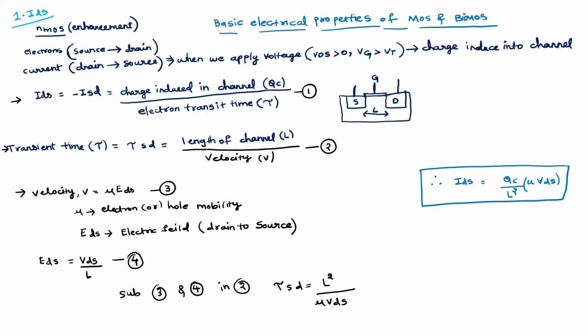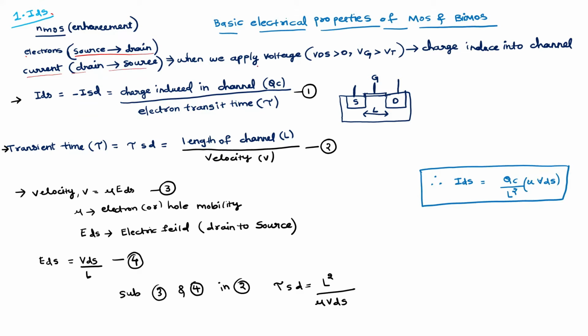MOS transistor. So first we will derive the equation for IDS. IDS stands for the current which is passing through the channel from drain to source, or we can say the electrons will flow from source to drain, or the current will flow from drain to source. So first we will take the example of NMOS, which is enhancement type. Electrons will flow from source to drain, and conventionally the current will be opposite to that, flowing from drain to source.